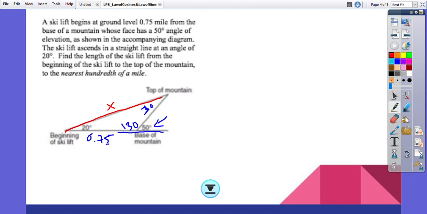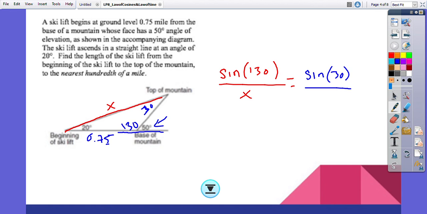Okay, so now we're going to do the sine of 130, and the corresponding side to that angle is our missing side, so over x. And we also know sine of 30. The corresponding side to that angle is going to be 0.75. And again, you're going to go ahead and cross multiply, but I will allow you to do that. However, you will end up with something like this.